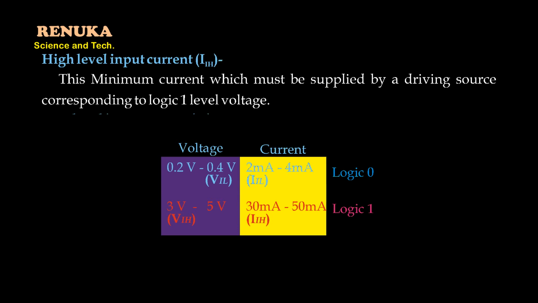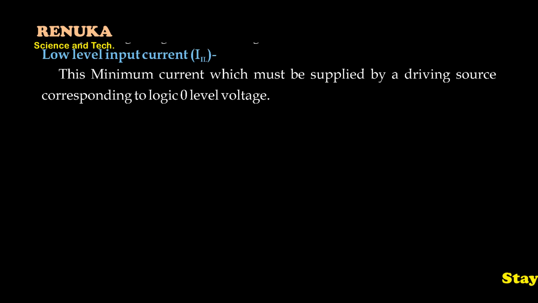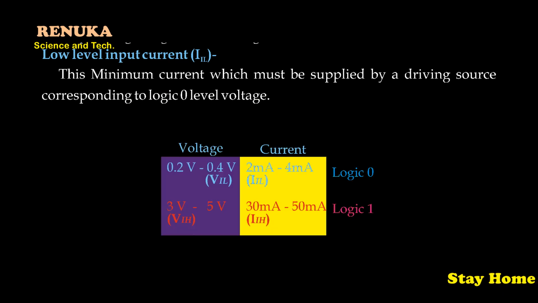So IIH is 30 milliampere. This much current must be supplied by the source, and that will be recognized by the gate as logic 1. The next is low level input current, that is IIL. In the same way, 2 milliampere to 4 milliampere is the range for logic 0. So the minimum current is 2 milliampere. This much current must be supplied by the source to the gate, and that will be considered as logic 0 by the gate if the current range is 2 milliampere to 4 milliampere. It means that the minimum value of current should be 2 milliampere. If the current is more than 4 milliampere, it will be considered as logic high. So the range is 2 milliampere to 4 milliampere.